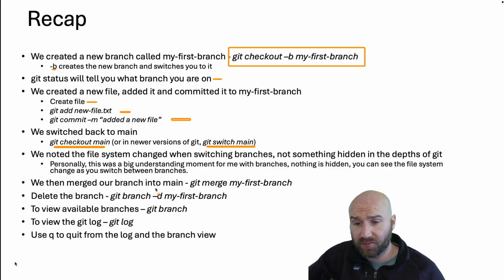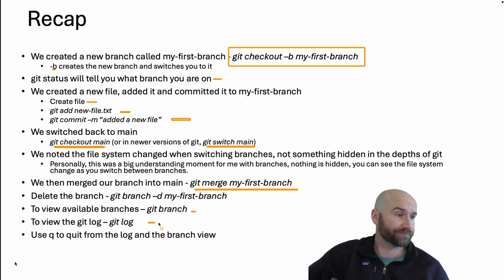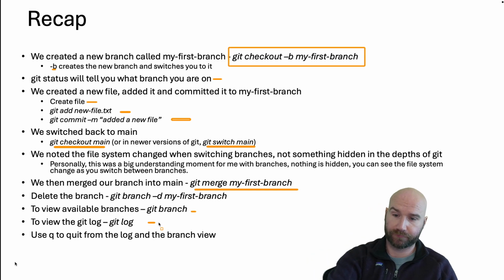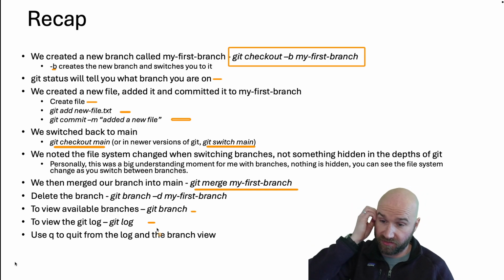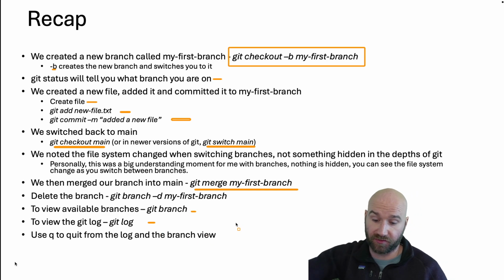So we then merged our branch into main, git merge. We then deleted the branch. We viewed available branches with git branch, and we used git log. So yeah, we can use Q to quit from the log and the branch view.